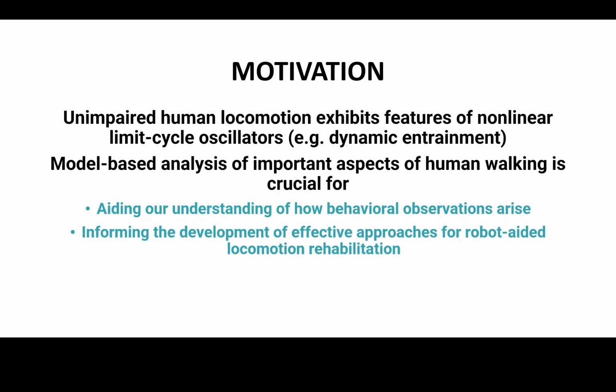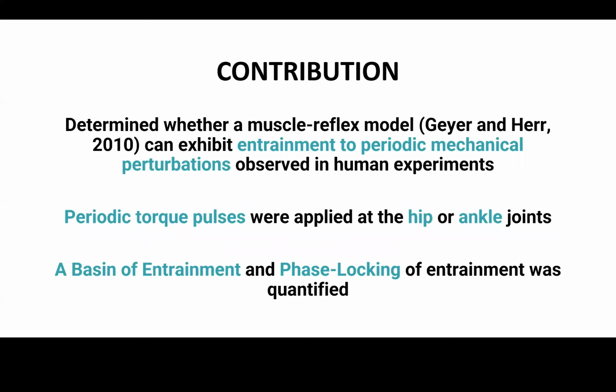It has previously been found that unimpaired human locomotion exhibits features of nonlinear limit cycle oscillators, and one such feature is dynamic entrainment, which means that the period of oscillation synchronizes with an imposed perturbation period with a constant phase relation. Model-based analysis of such important features of human walking helps our understanding of how behavioral observations arise, and it can also help us develop more effective methods of robot-aided locomotion rehabilitation.